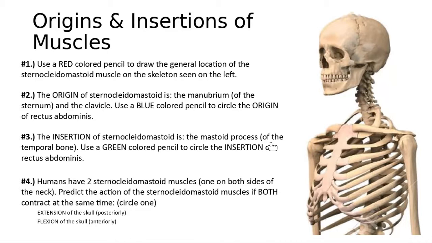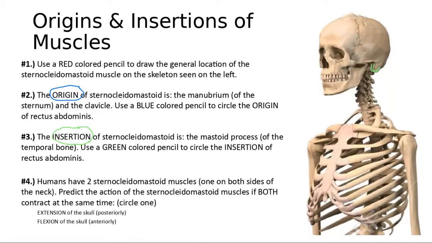Before I draw these on my skeleton, remind me, is it the origin or the insertion that's going to move when a muscle contracts? Is it my origin or my insertion that moves when a muscle contracts? Yeah, the insertion is what's going to move when a muscle contracts. So let's start with our insertion. Our insertion is on something called the mastoid process of the temporal bone.